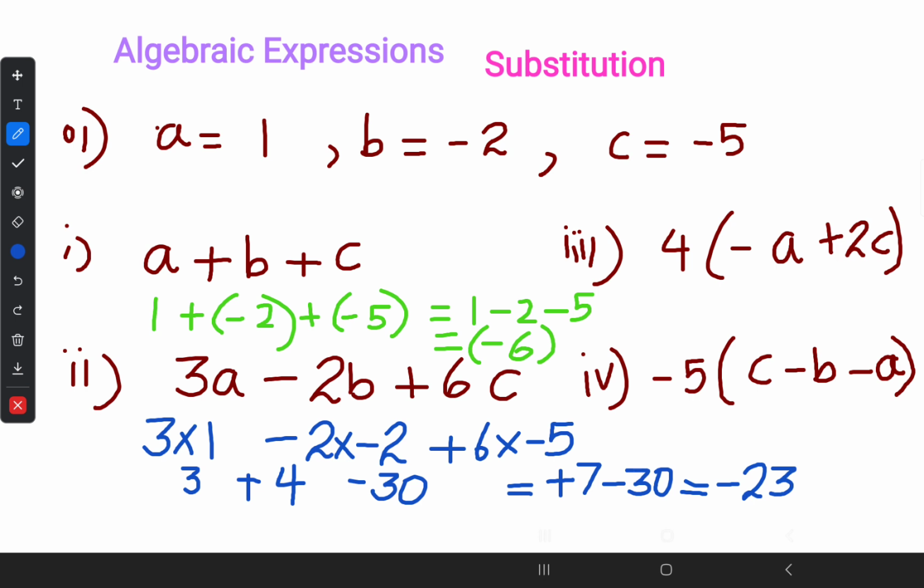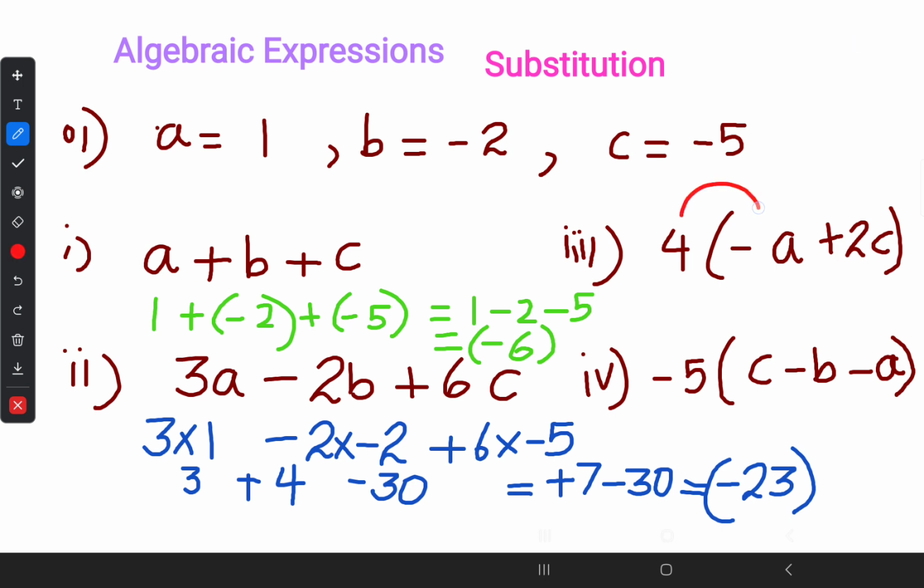Again, 3 times a, it's 3. Negative 2 times b, it's negative 2 again. Negative 2 into negative 2, it would be positive 4. And c, 6 times negative 5, so it's negative 30. 3 plus 4, it's 7, minus 30, it's negative 23. Final answer is negative 23.